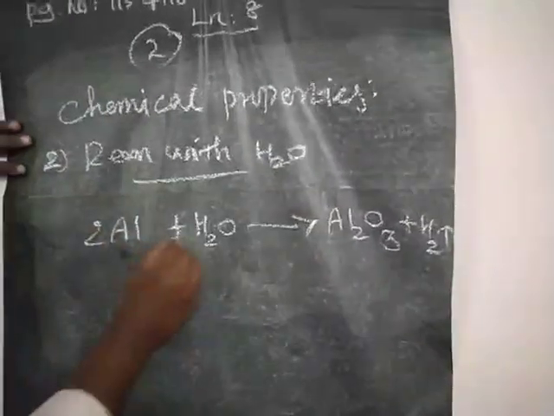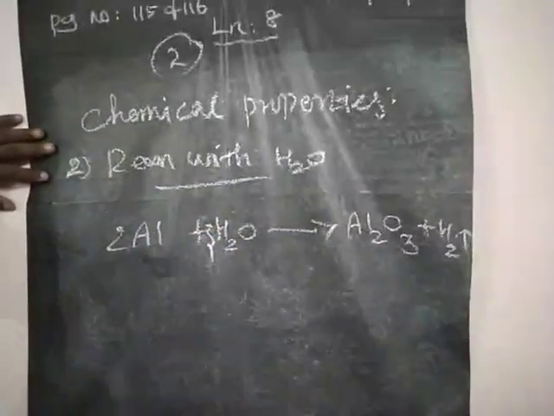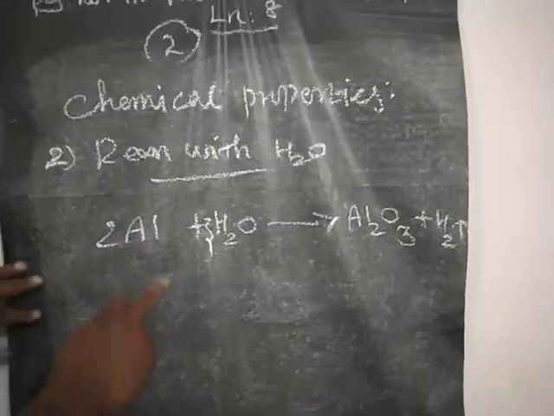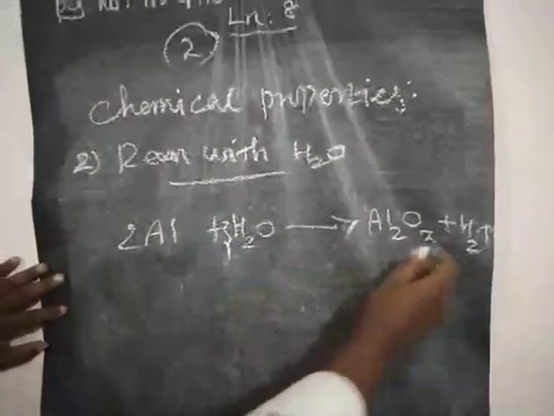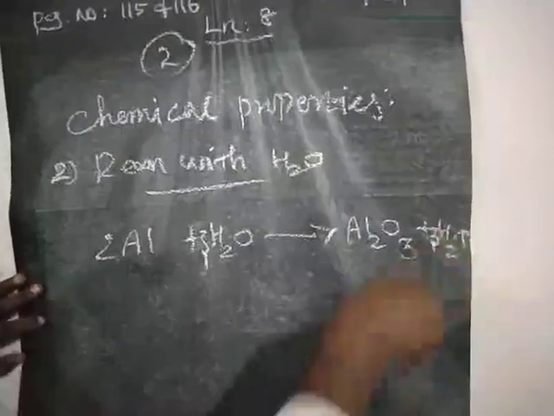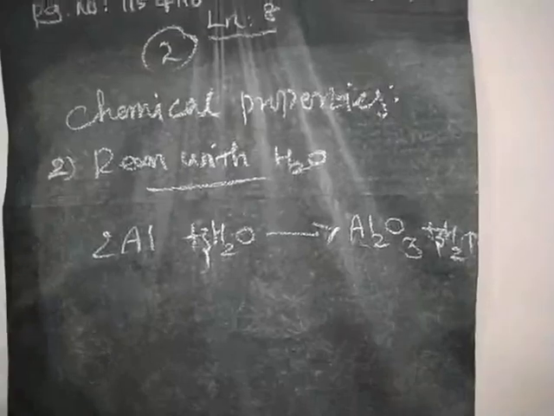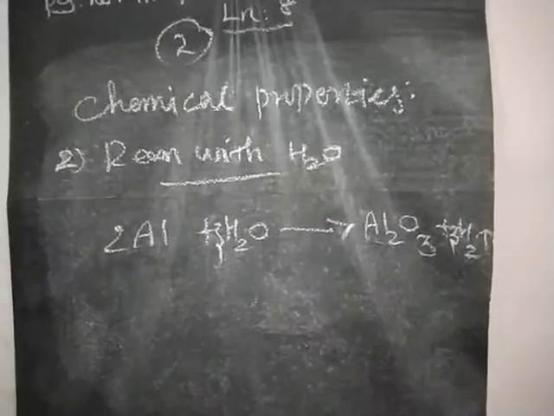So 2, here 3. Here 3. Next, here how many hydrogen atoms? 6 hydrogen atoms. Here also 3. Here 2 aluminium atoms. So in this way we have to balance the chemical equations.